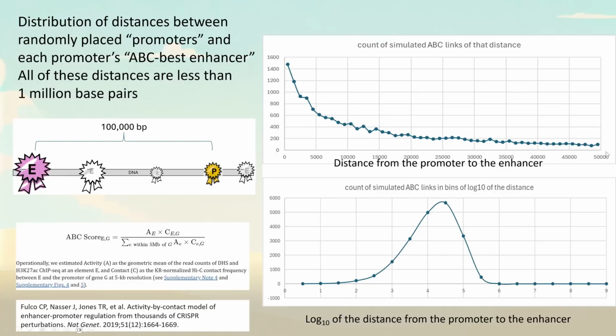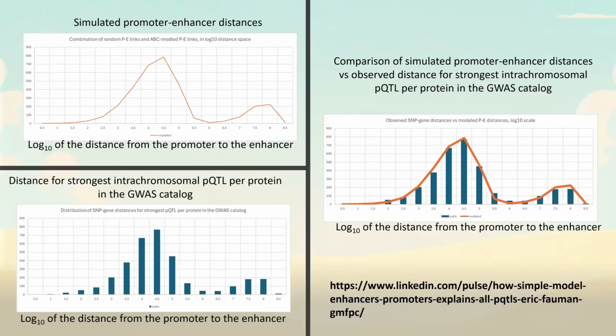Again, in real space, closest is always better. The trick of moving to log space is to better visualize it, but always remember that it is more of this rapid drop-off. If you put those two curves together from the simulation, you have this peak out here when there's no relationship between the enhancer and promoter. You have this other peak here if for every promoter you pick the ABC best. So this up here is purely from the simulation. Now, if you go to the GWAS catalog today, pick out every pQTL that's in the GWAS catalog.